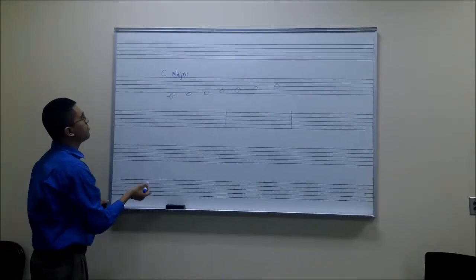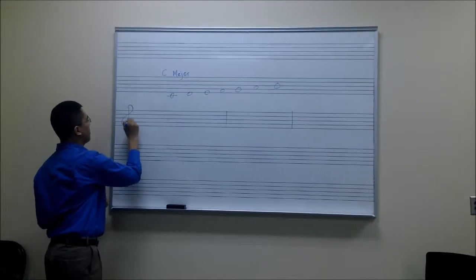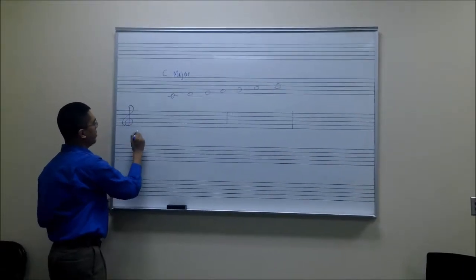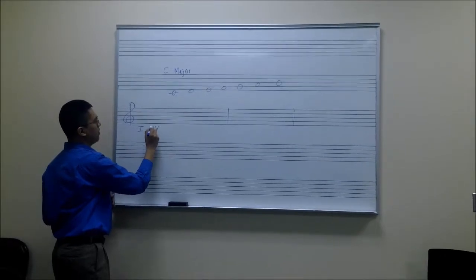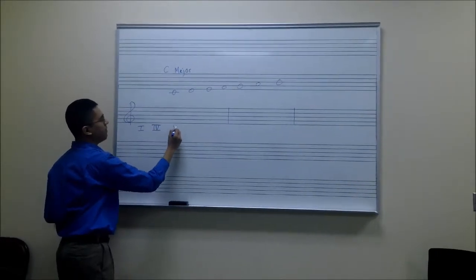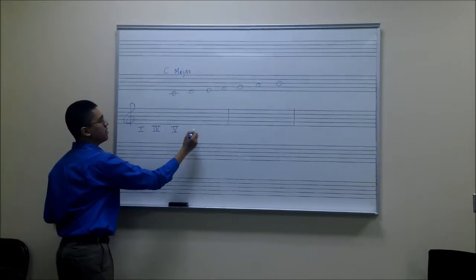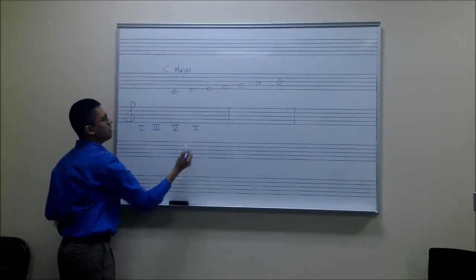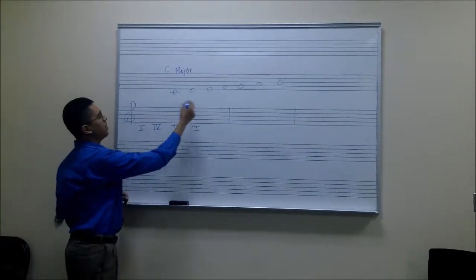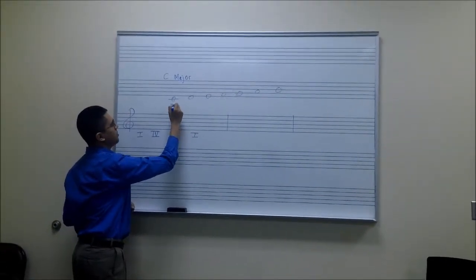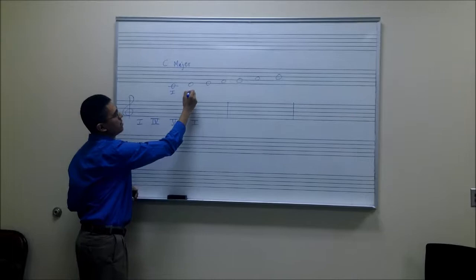The first one we're going to do is a 1, 2, 4, to 5, to 1. So what are these numbers? These are going to be the scale degrees we're going to be using from our C major. We're going to go ahead and label them.